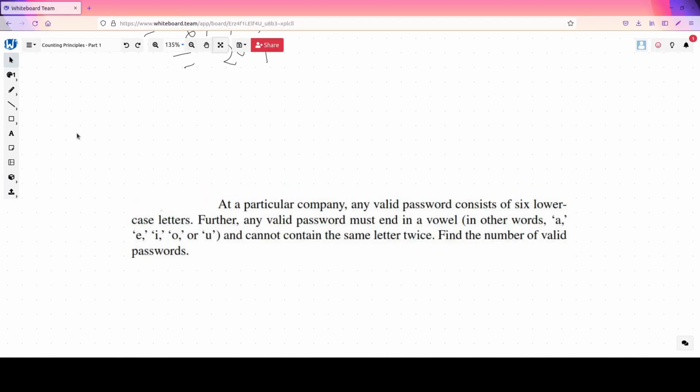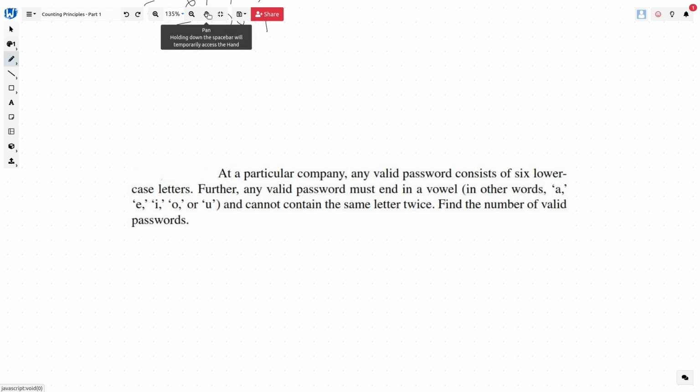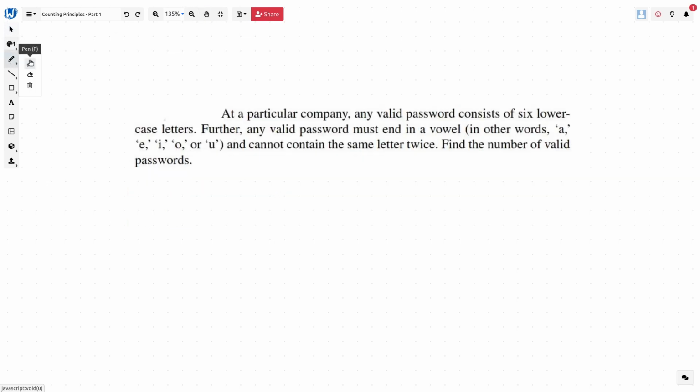So here we will be using the multiplication rule, and we'll see how we are going to find the solution to this problem, right? So we have to find a valid password consisting of 6 lowercase letters. So we can always find the 6 places to fill: 1, 2, 3, 4, 5 and 6. Now if you look at it, the last letter must be a vowel, so this can be filled only in 5 ways, right? And we have the condition that it cannot contain the same letter twice, right?